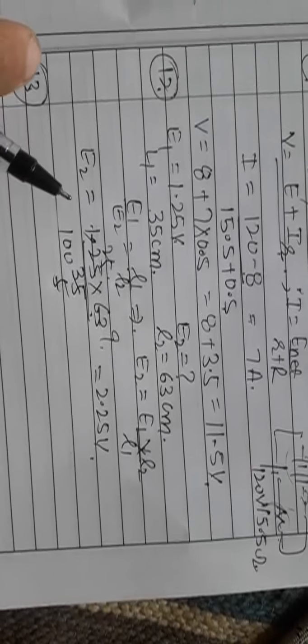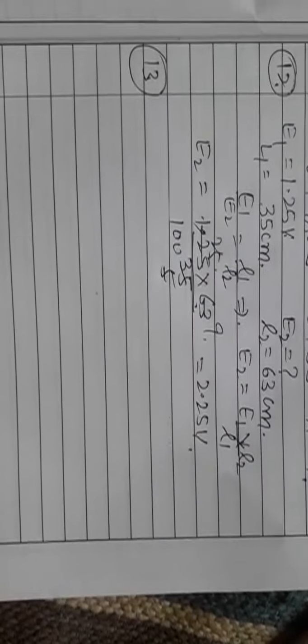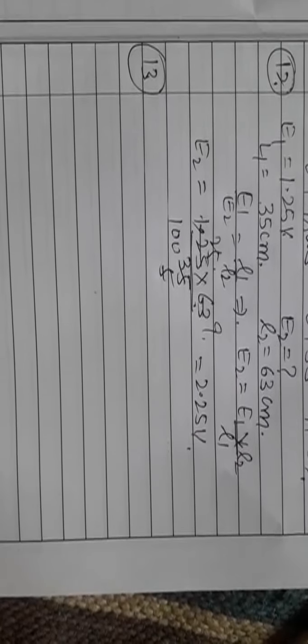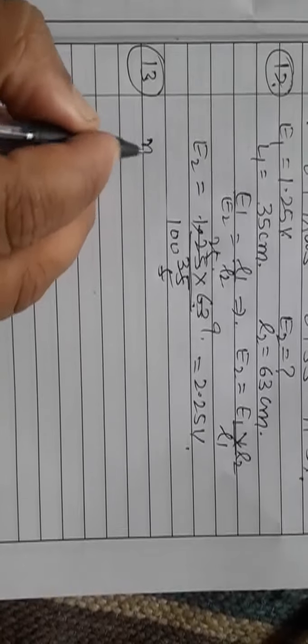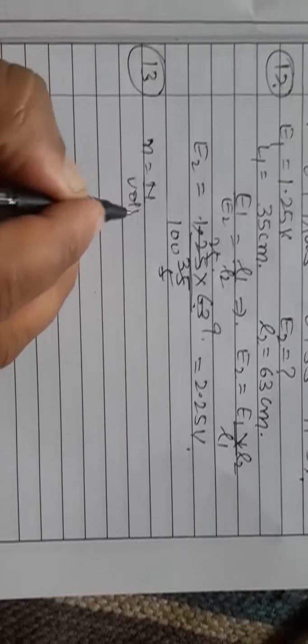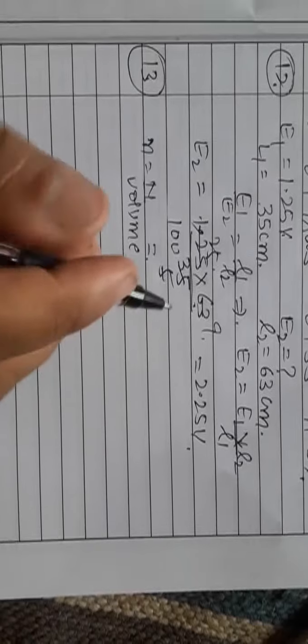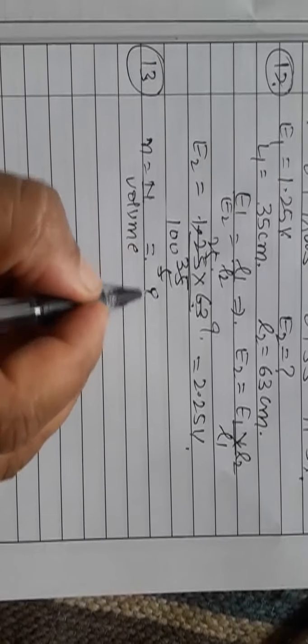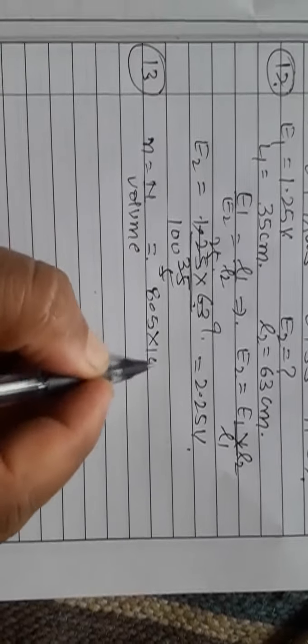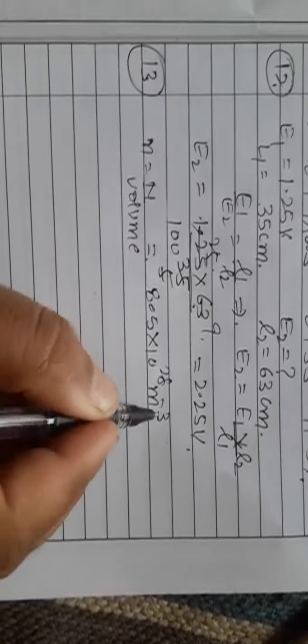Come to question number 13. All of you read this question. The number density of free electrons in a copper conductor. Number density means number of electrons per unit volume. The number density of free electrons is given to you as 8.5 10 to the power 28 per meter cube.